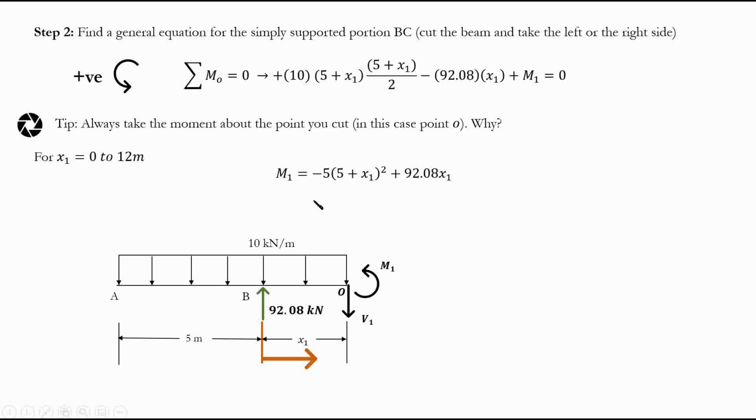So I just get this and simplify. This is my equation, my general equation from B to C. If I put x1 as 0, I'm going to get the moment at point B. If I put x1 as 12, I'm going to get the moment at point C.